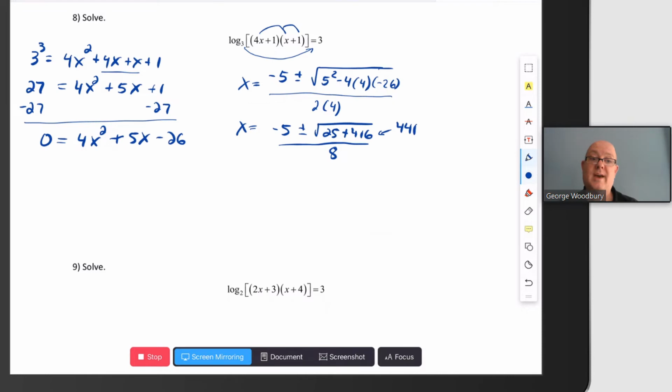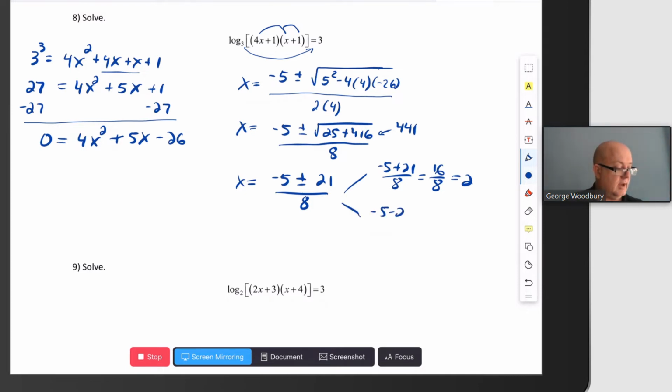And when you take the square root of that, that's 21. When you can take the square root cleanly, that means that it could have been factored. But we've gone so far, we might as well finish with this. Negative 5 plus or minus 21 divided by 8. And we'll break that into two solutions. Negative 5 plus 21 divided by 8 is 16 divided by 8, or 2. The other solution, negative 5 minus 21 over 8, is negative 26 over 8, and that reduces to be negative 13/4.